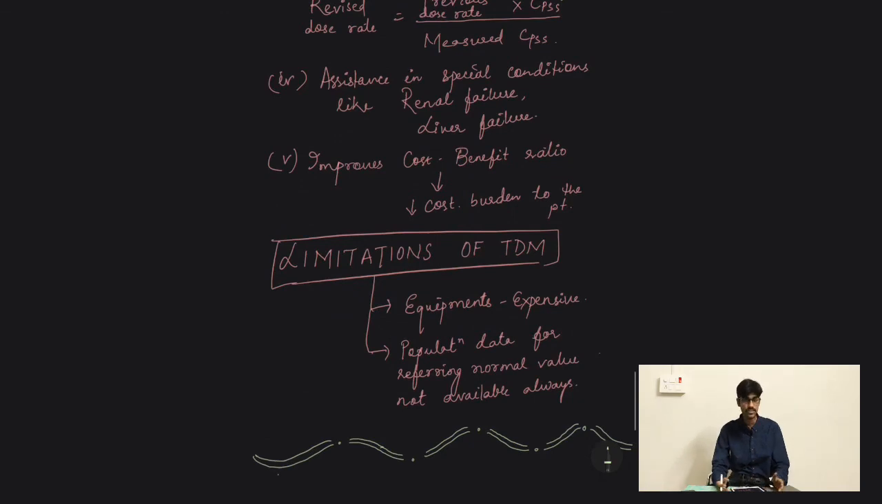Coming to the limitations of therapeutic drug monitoring. This therapeutic drug monitoring has a lot of applications, but still it is being used in very selected cases in our country. Why is this so? Because it has certain limitations. And what are these limitations? The equipment for therapeutic drug monitoring is very expensive, and also in certain cases the population data for referring normal values is not always available. That is why therapeutic drug monitoring is not rampantly done in all centers, but only in a few selected centers in our country.